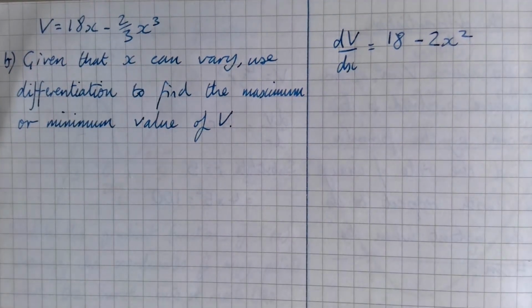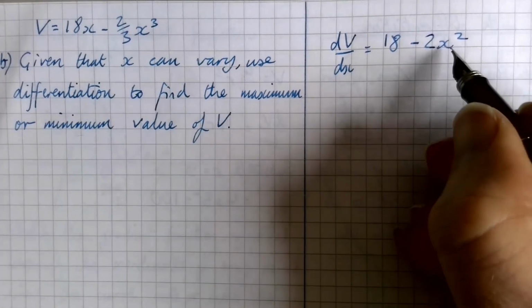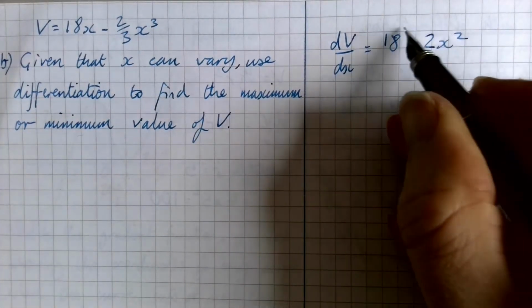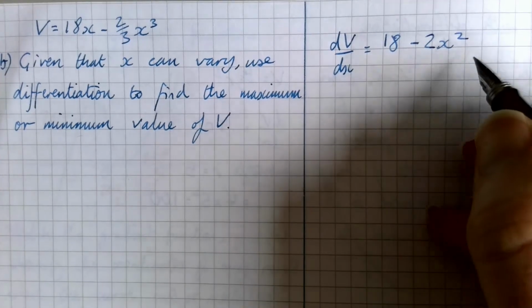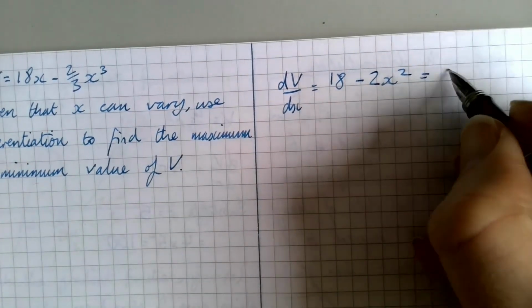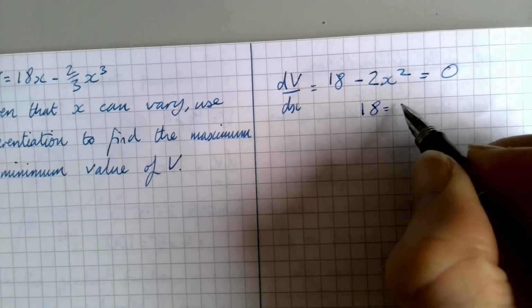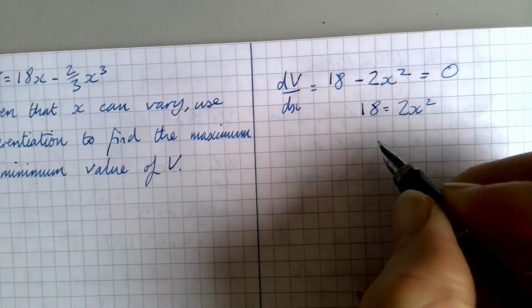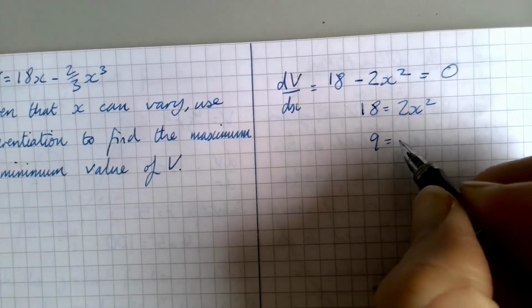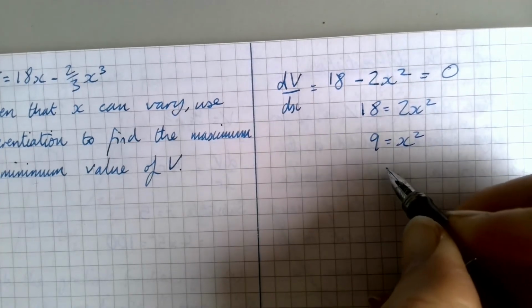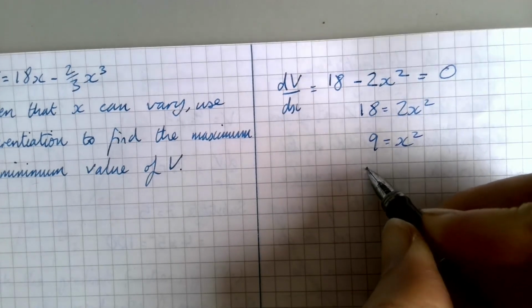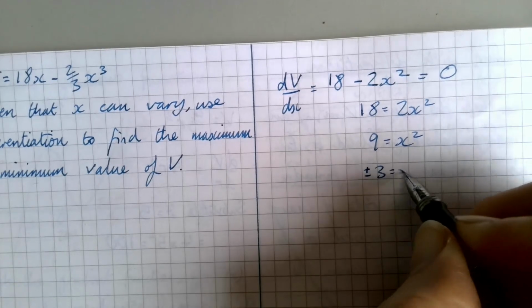And in order to get the maximum minimum value, we need to get it when the differential is equal to 0, don't we? So we want that to equal 0. Add 2x squared to both sides, and I'll get 18 equals 2x squared. Therefore 9 is equal to x squared, and x must equal plus or minus 3.